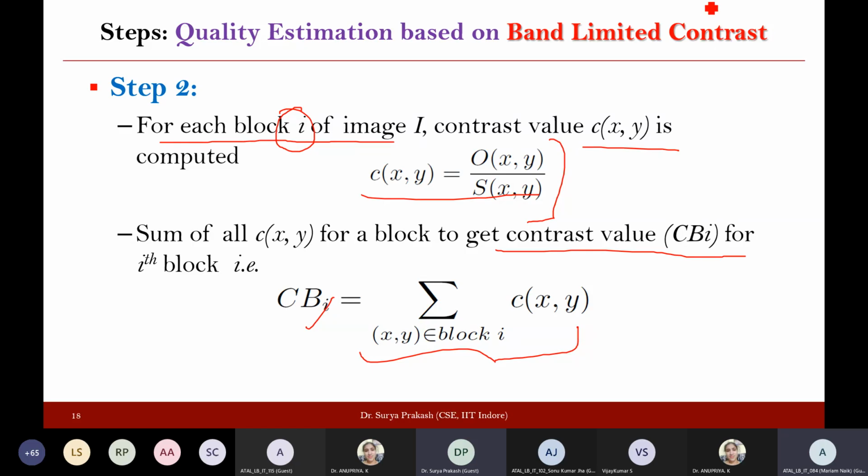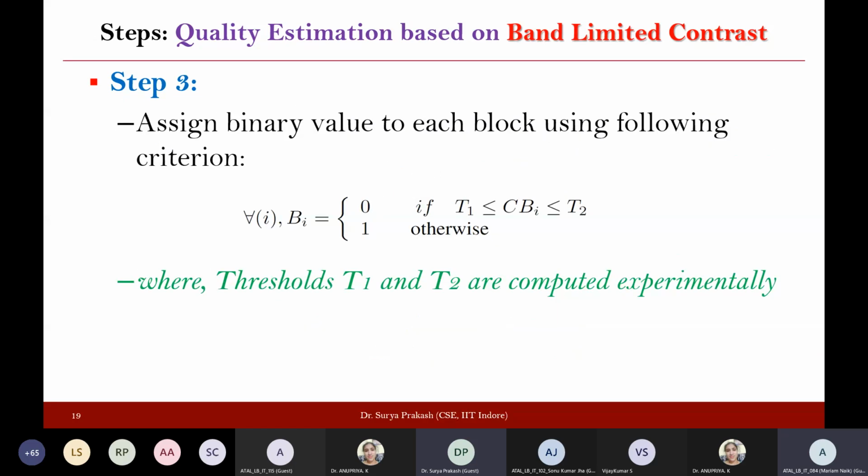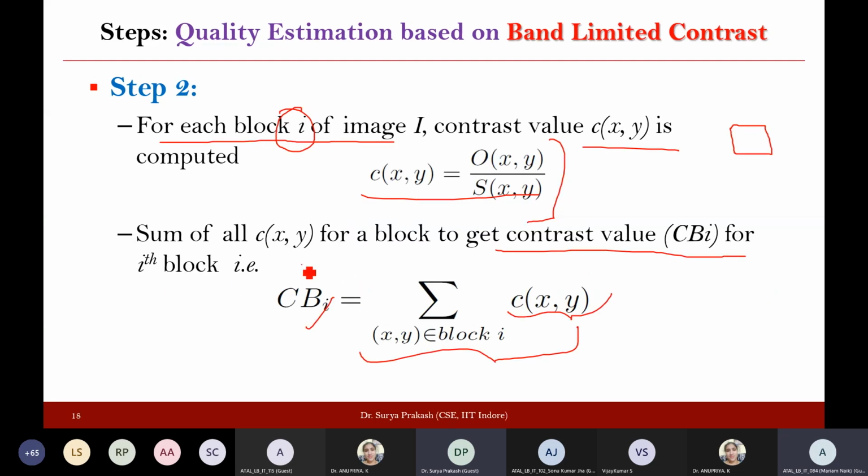Say you have a patch of size 10 cross 10, so you have 100 pixels. For all 100 pixels we have computed the C(x,y), and then you sum that up to get the overall contrast of that patch. Now we know that too much contrast is bad, and too low contrast is also bad. So when we compute the CBI value for any patch, we don't want this value to be very high, or very low.